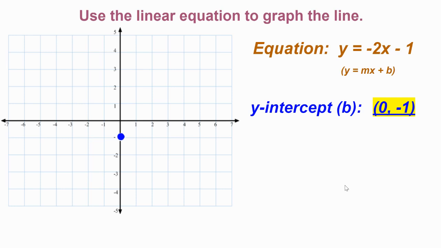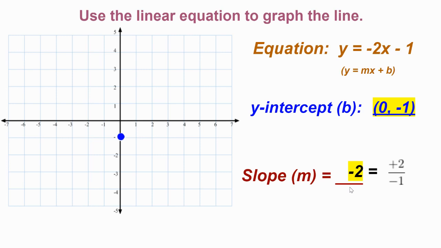Now, what does a slope of negative 2 mean? What does that mean? Well, remember, it's a fraction. So it could be positive 2 over negative 1. And what does that mean? It means I'm going to go up 2 and left 1. Remember, it's slanting up and left, right?